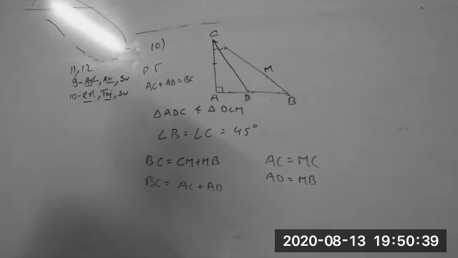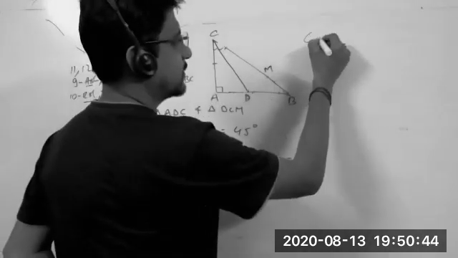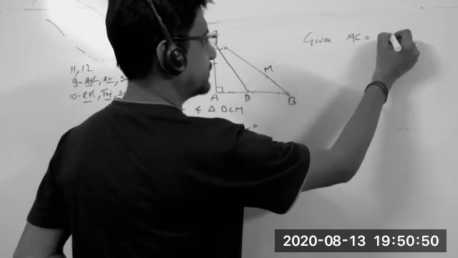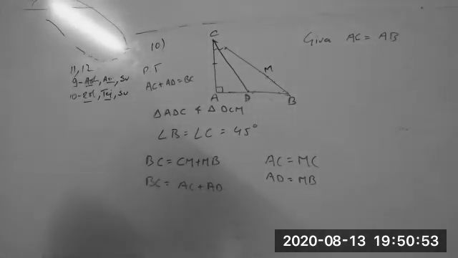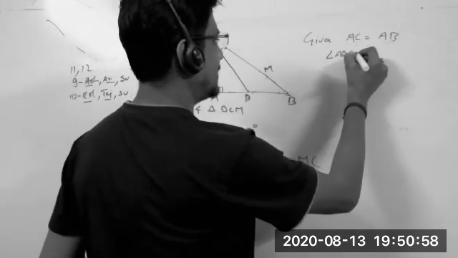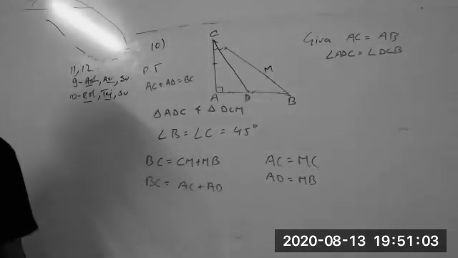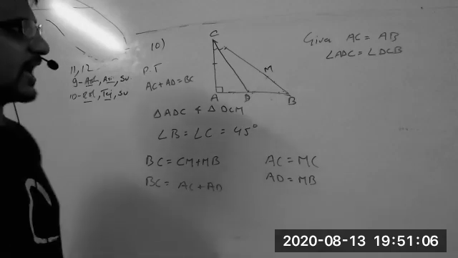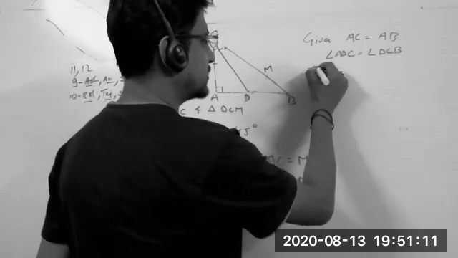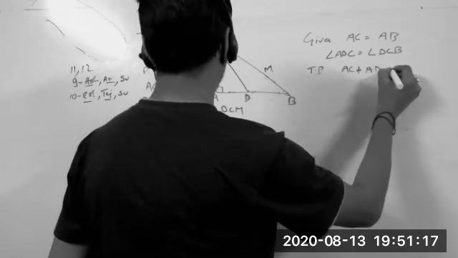Now in this, what all things are given? Given is AC equals to AB. Correct? And angle ACD is equal to angle DCB. Correct? These two things are given. Only one construction I have to do. To prove is AC plus AD is equal to BC.